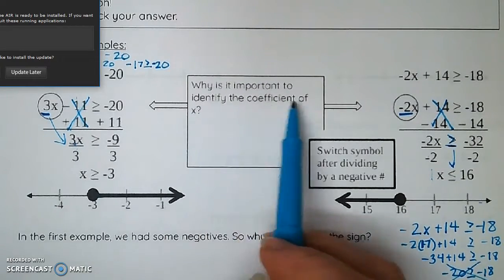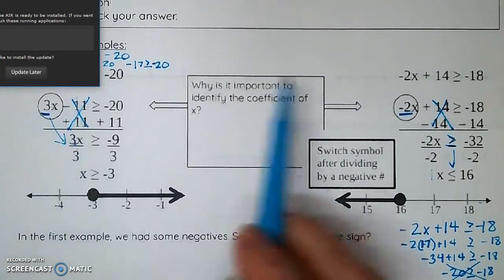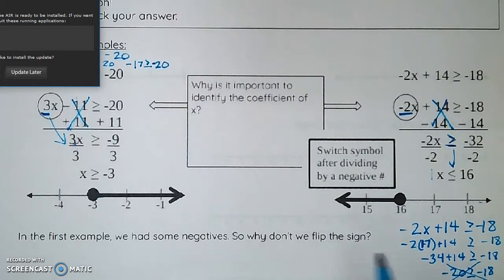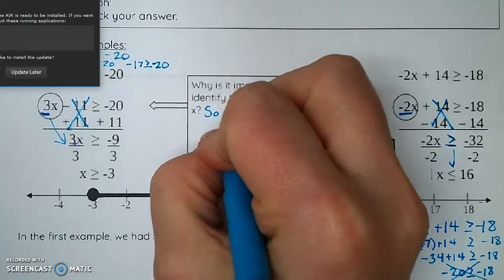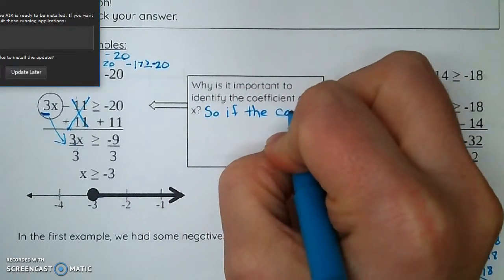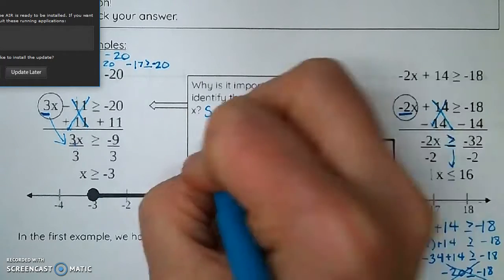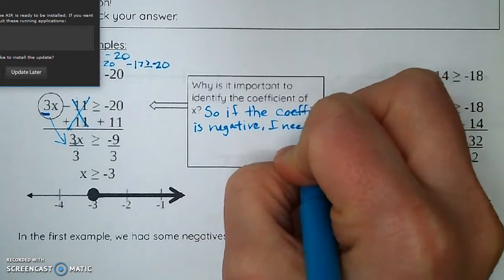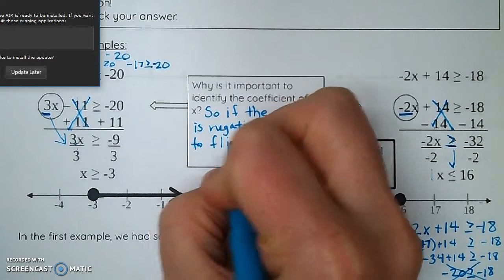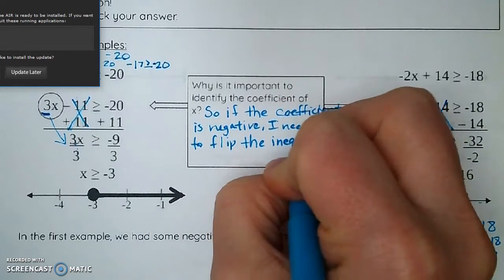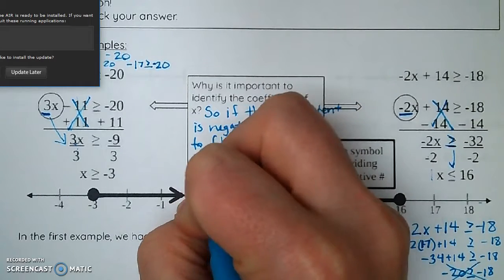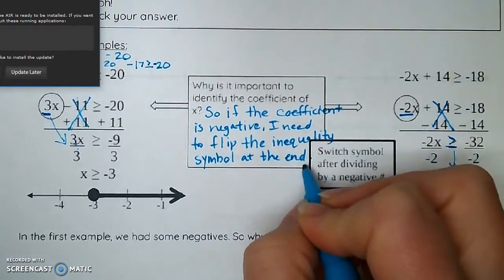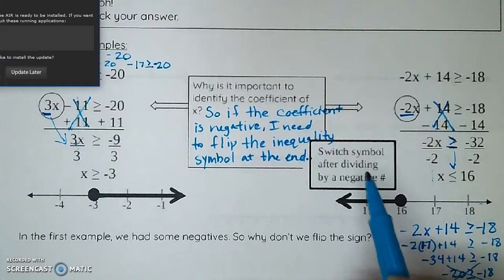So why is it important to identify the coefficient of x? Well, if I look at the coefficient and notice that it's negative, right away I'm like, end of the problem, I have to remember to flip that sign. So if the coefficient is negative, I need to flip the inequality symbol at the end. And it kind of says that right there as well, right?